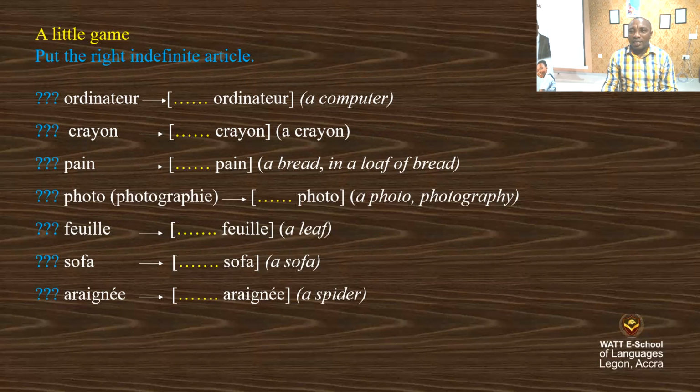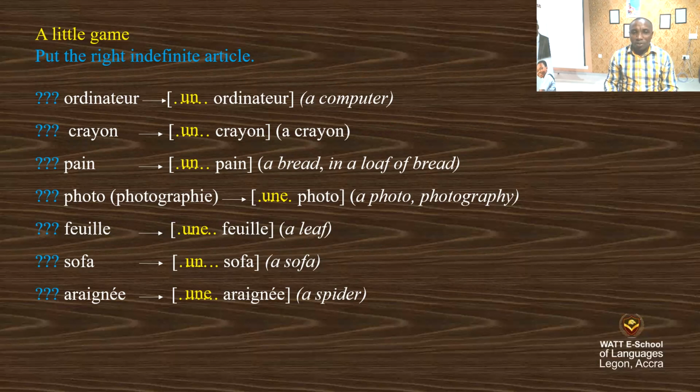Ordinateur. What is the article that goes with ordinateur? Say un ordinateur. Un crayon. Un pen. Une photo. Une feuille. Un sofa. Une araignée. That is the activity or the game here for you to understand.